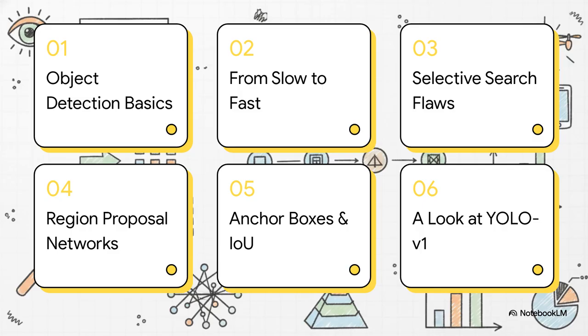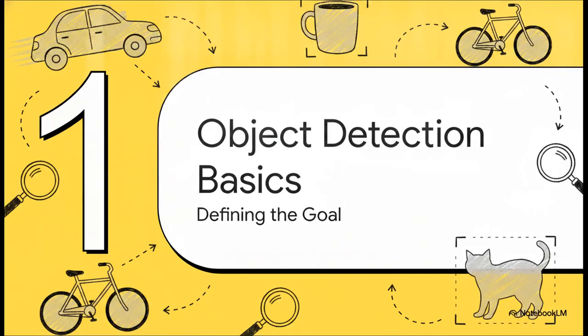So here's our roadmap for today. We're going to hit the basics of object detection, look at the jump from slow to fast models, tackle the selective search problem, dive into region proposal networks, break down anchor boxes, and then wrap it all up with a look at YOLO v1.